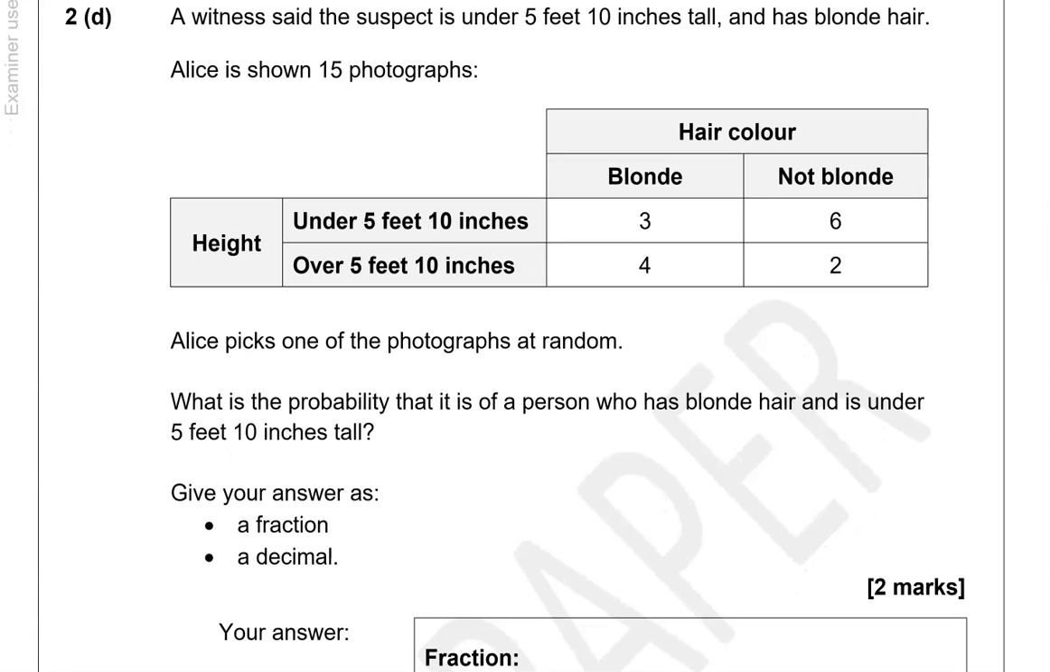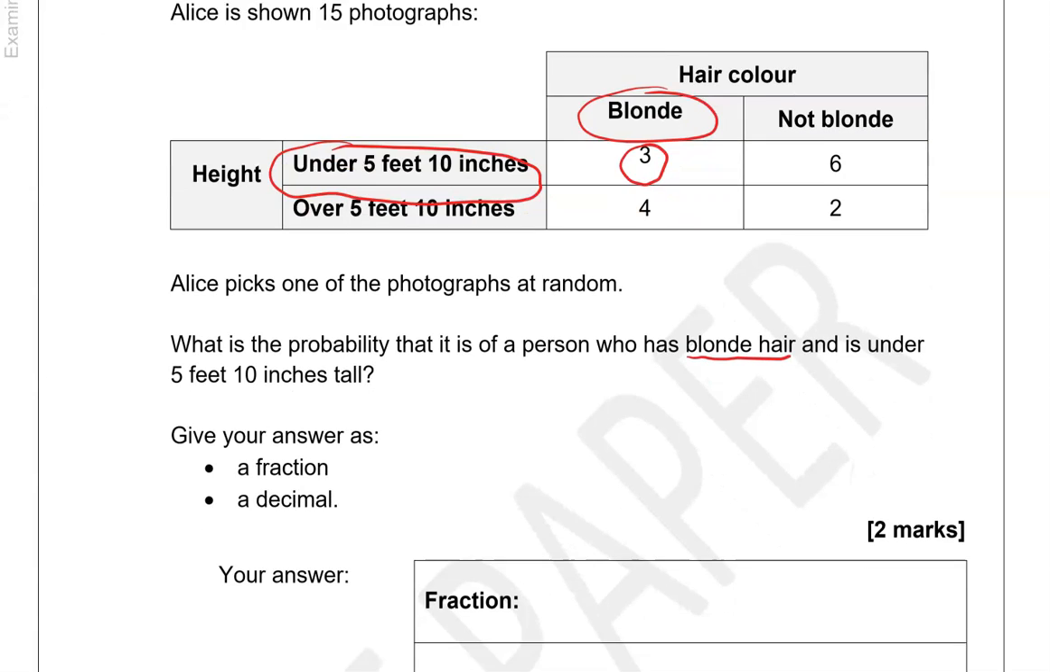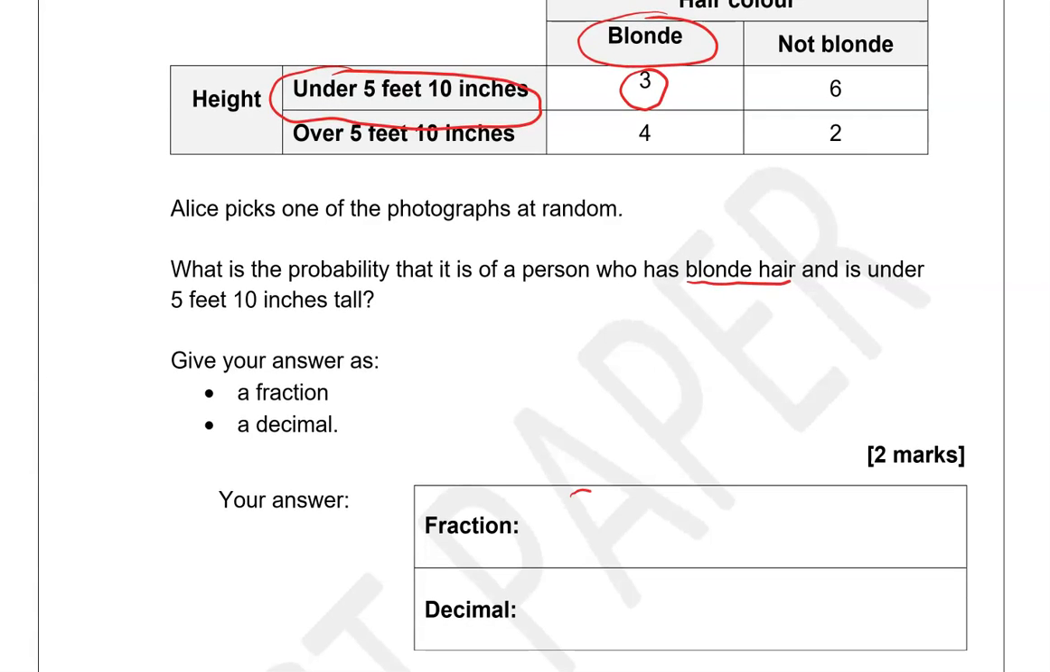So we're focusing on people who have blonde hair. So hair color, that is blonde, and under 5 feet 10 inches tall. So that is this one here. So that's 3. That meets both criteria. So that is 3 out of, how many are there in total? 6 and 4, that's 10, 13, 15. And to convert this into a decimal, 3 divided by 15, which is 0.2.